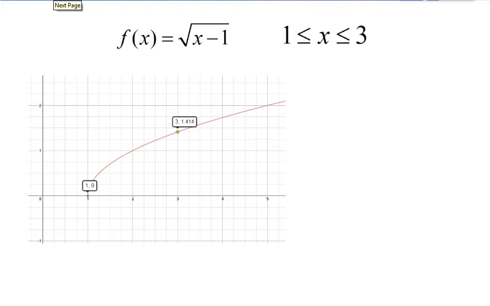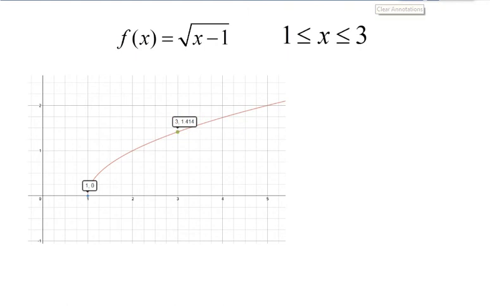Let's see what we can do with this here. When we plug in 1 into the formula, we get 1 minus 1, which is 0. Square root of 0 is 0. So the output is 0, and that explains where that point comes from. When we plug in 3, we get 3 minus 1, which is 2, and you get the square root of 2, which is about 1.414. And that's where that point comes from.